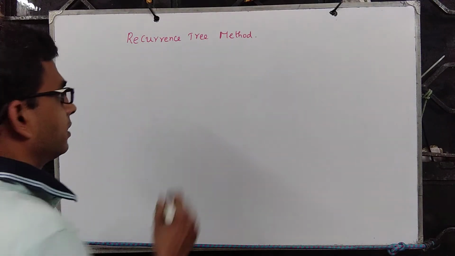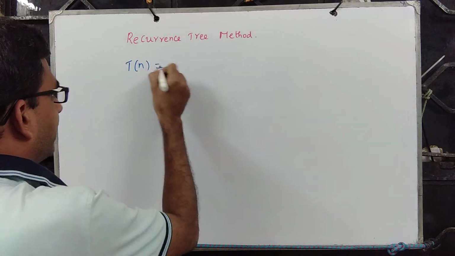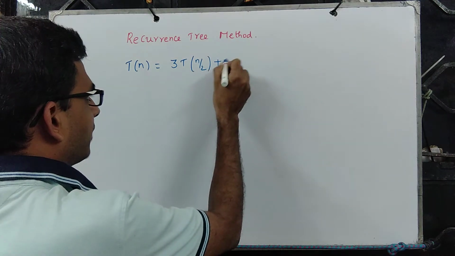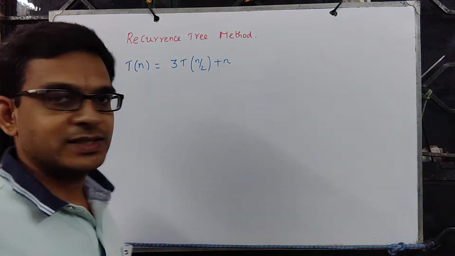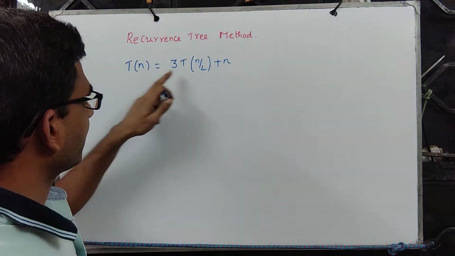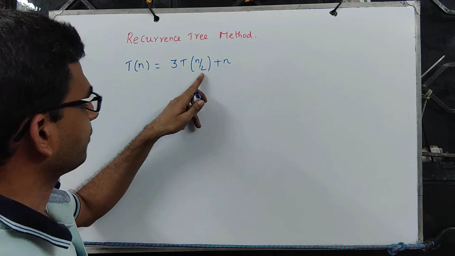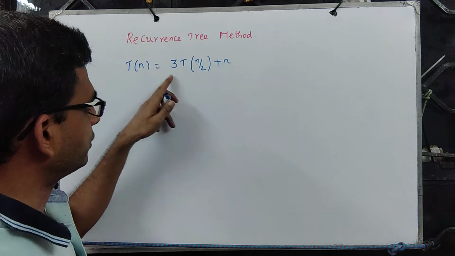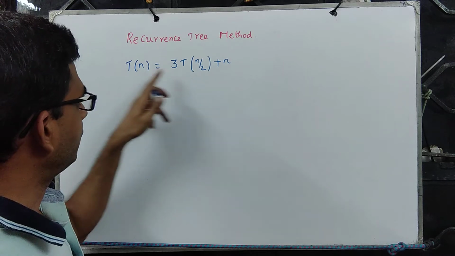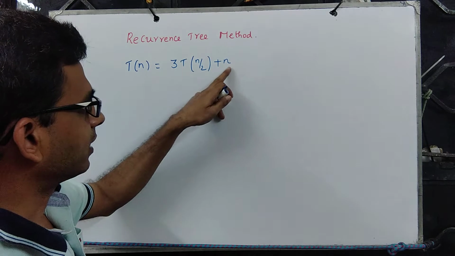Our next recurrence relation is T(n) = 3T(n/2) + n. So what this says is, to solve a problem of size n, we create three subproblems, each of size n by 2, and then we get a partial solution from the three subproblems. To combine them to get a solution to input size n, we incur cost n.